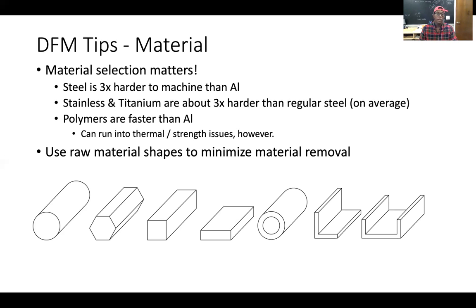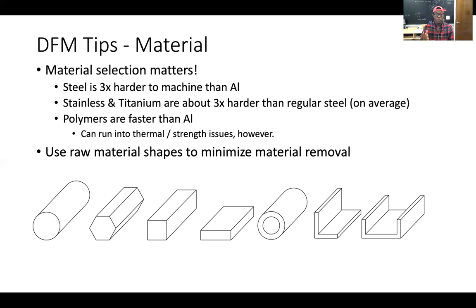We also want to keep in mind that some polymers like PVC are even easier to machine, but we can run into some other problems because they're not as strong as some of the metals. They could also run into thermal problems with the heat of those machines, and plastic can heat up very quickly. We could run into other issues with maybe warping or things like that.